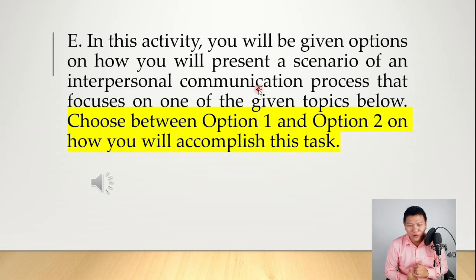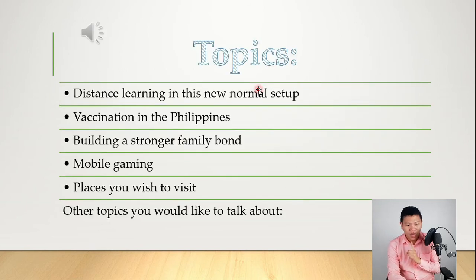In this activity, you will be given options on how you will present a scenario of an interpersonal communication process that focuses on one of the given topics below. Choose between option 1 and option 2 on how you will accomplish this task. So you're going to choose from the topic given. So you have to choose from this: distance learning, vaccination in the Philippines, building a stronger family bond, mobile gaming, wow, very timely, places you wish to visit, or other topic of your own.